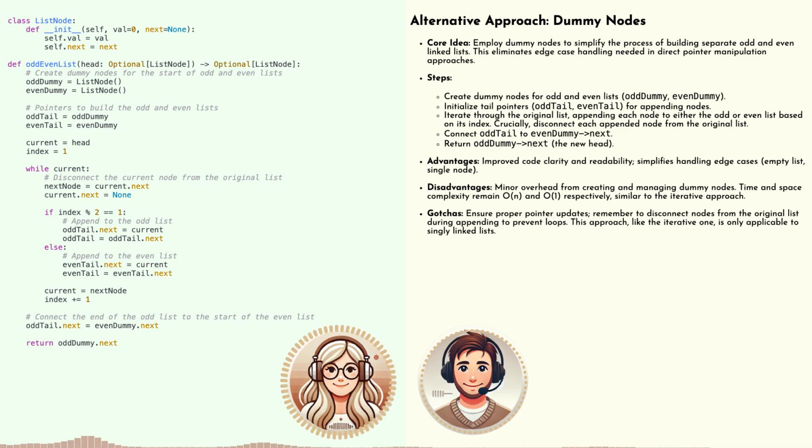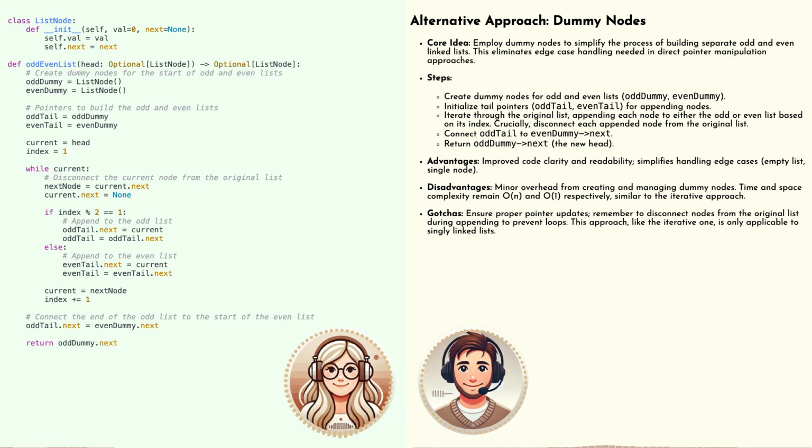Let's talk about a technique that might seem a bit counterintuitive at first, but can actually make the code much easier to follow: using dummy nodes. Dummy nodes. Okay, that sounds intriguing and maybe a little mischievous. What are they, and how do they help us with this problem? So think of a dummy node as a placeholder. A temporary stand-in. It doesn't hold any real data from our original list, but it acts like an anchor, a starting point for building up our rearranged sublists. So instead of trying to figure out where to attach the first odd or even node directly, we use these dummy nodes as convenient starting points.